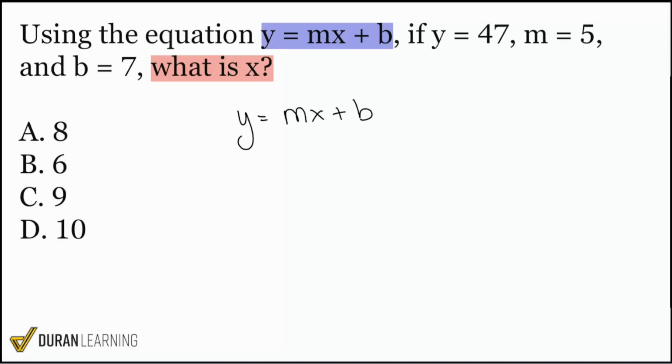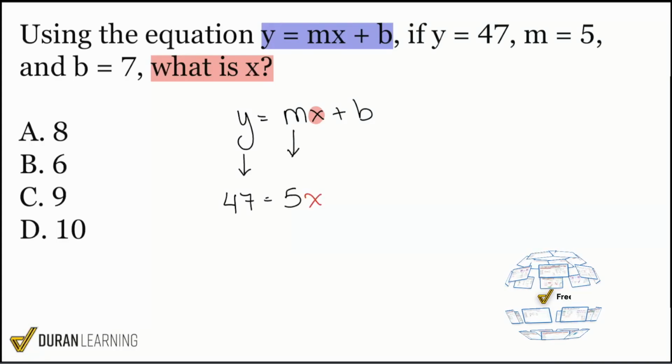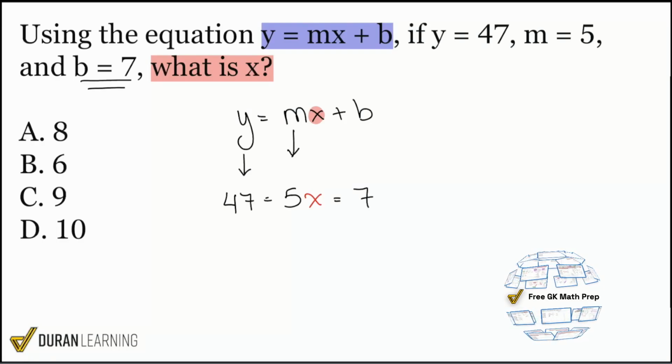We're told that y is 47, so I'll replace the y right here with 47. Again, it's all about making sure you contextualize and understand what's actually going on. Then up next, we see that we're given m, b, and we're looking for x. So I'll keep x highlighted right there, and I'll replace the m with 5, or write x where it is. And then we are told that b is 7. So there we are, plus 7.